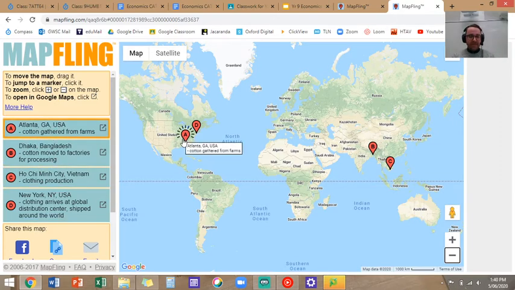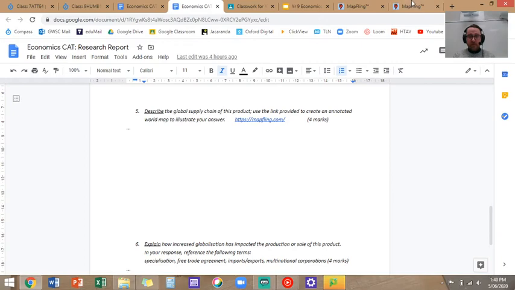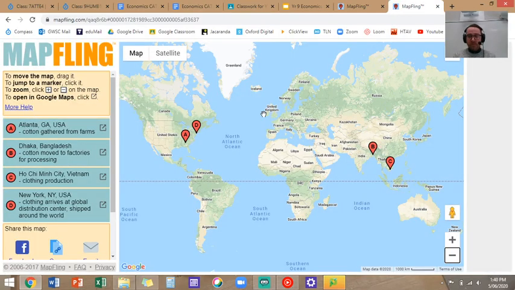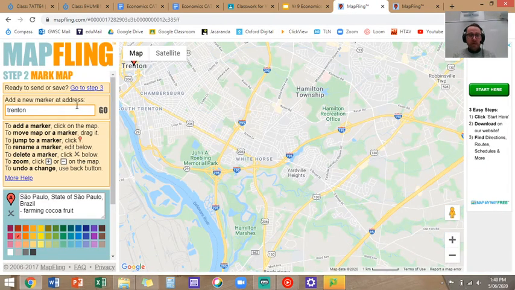So you can see if I look at this, cotton gathered from the farms, A, step 1, step 2, step 3, step 4. So for question 5, you're going to end up with something like this. And you just use this little website here. If you have trouble with this website, you can use other tools to make it happen. I just found this one easy enough to use.